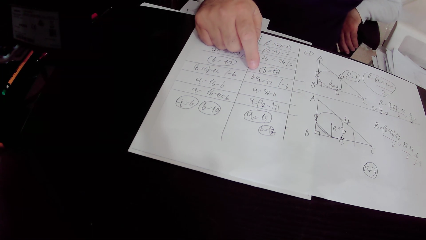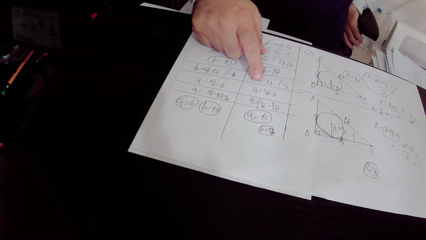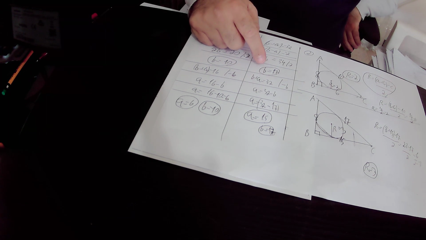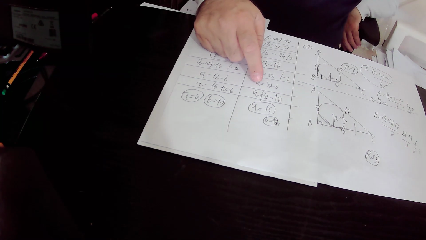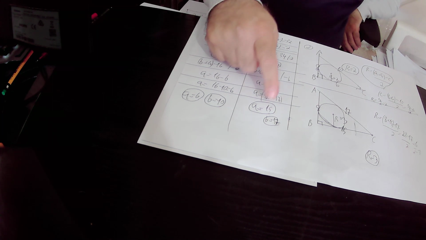We subtracted b from this equation and found out that a equals 32 minus b, but b equals 17, so we can substitute b by 17, and found out that a equals 32 minus 17, that is 15. So we found out that a equals 15 and b equals 17.